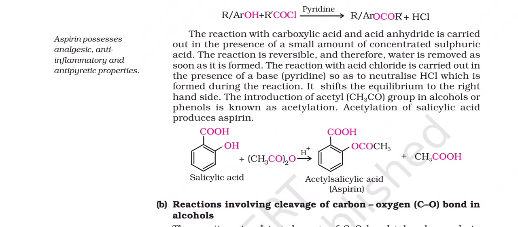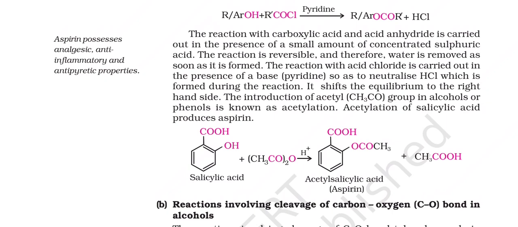Esterification. Alcohols and phenols react with carboxylic acids, acid chlorides, and acid anhydrides to form esters. The reaction with carboxylic acid and acid anhydride is carried out in the presence of a small amount of concentrated sulfuric acid. The reaction is reversible, and therefore water is removed as soon as it is formed.